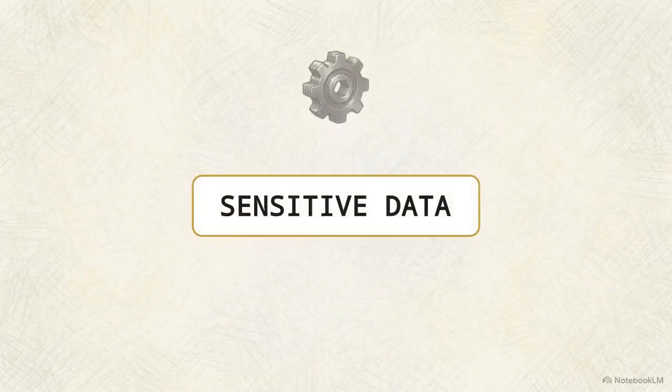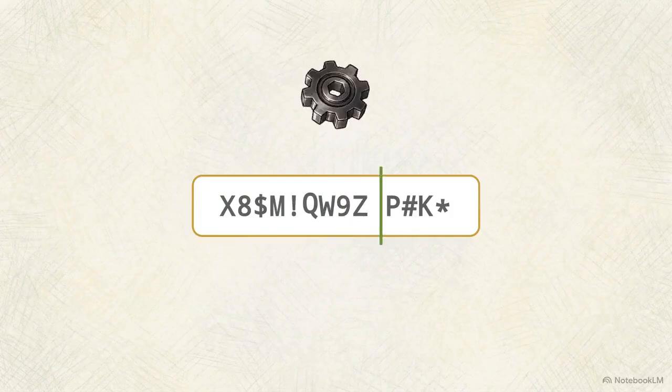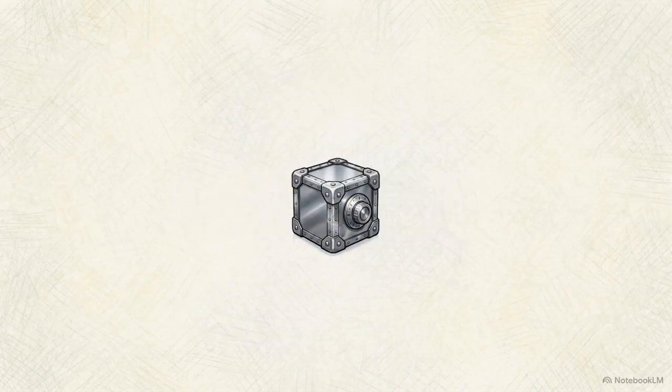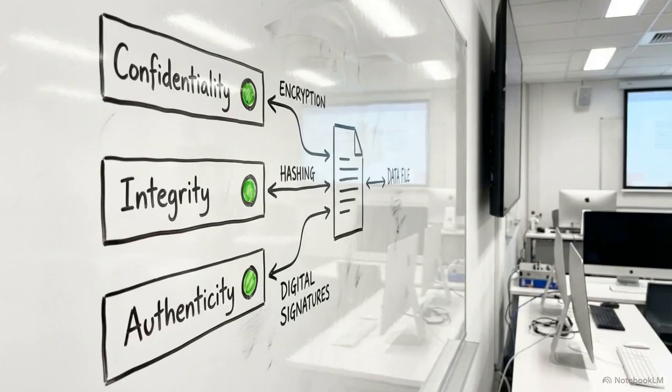We defend this exposed data using cryptography. This mechanism renders data unreadable to unauthorized users. Cryptography guarantees three pillars of security: confidentiality, integrity, and authenticity.